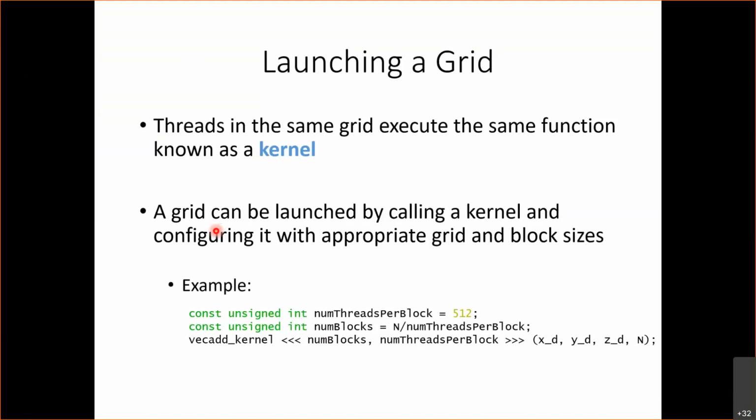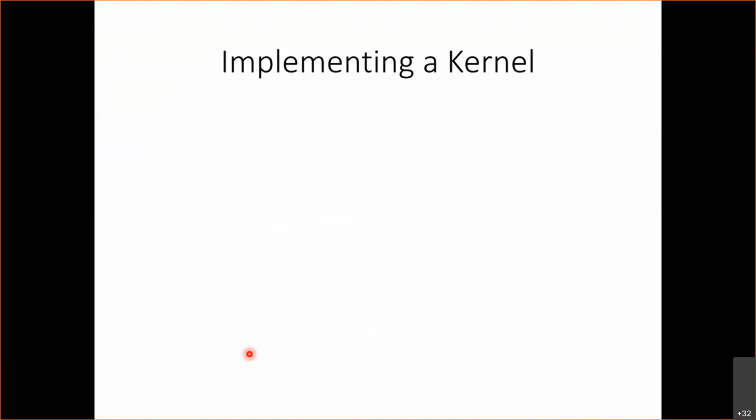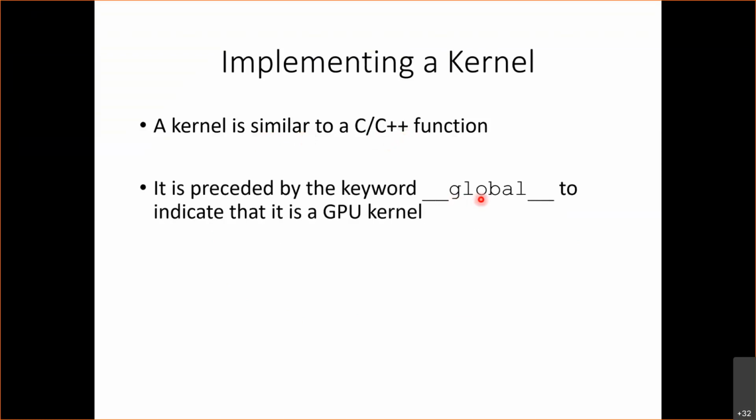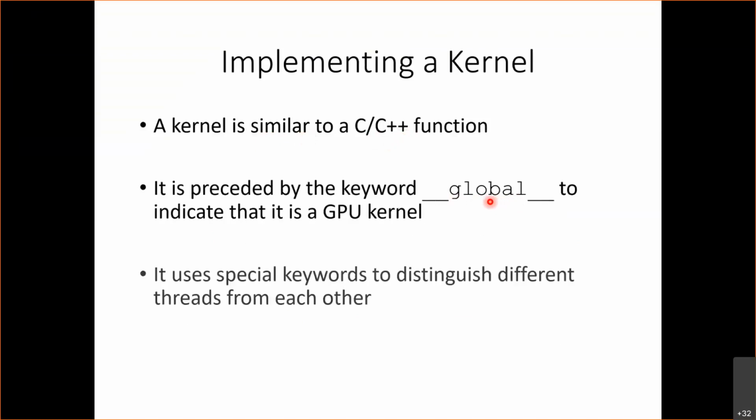Okay, next, what we need to do is implement this vec_add kernel. So now we're calling this vec_add kernel to launch a grid on the GPU. Now we have n threads running on the GPU. These threads are going to execute this vec_add kernel. So how do we implement a vec_add kernel? A kernel is similar to a C or C++ function. However, it is preceded by the keyword global to indicate that this is a kernel. And it's going to use some special keywords in order to distinguish different threads from each other.